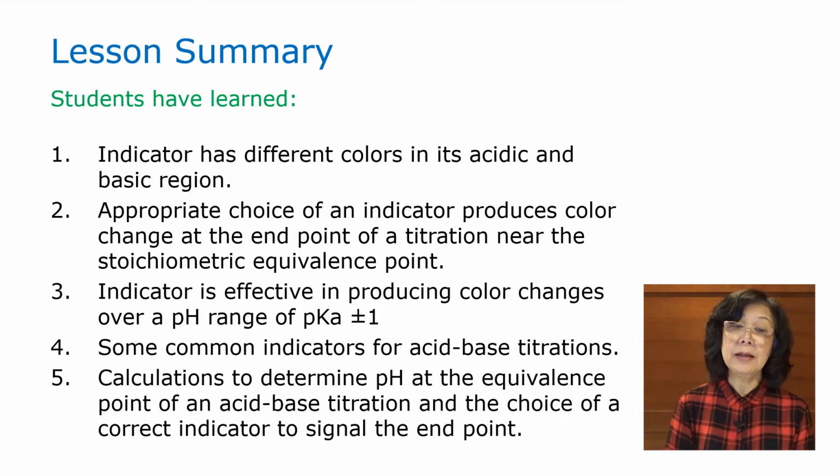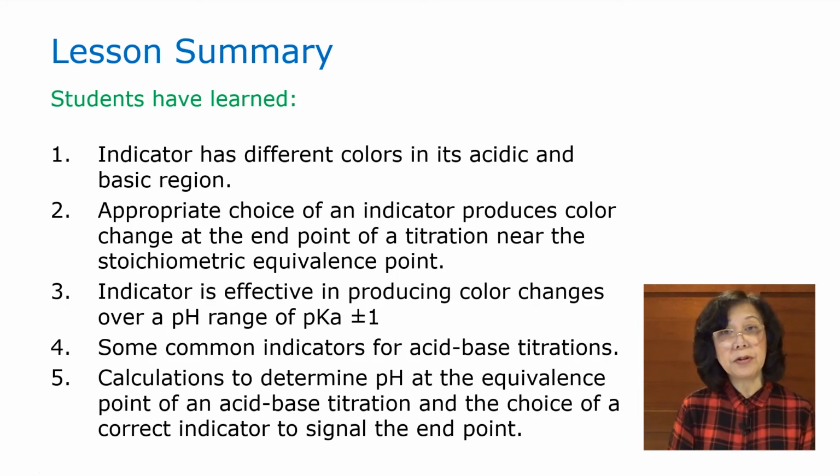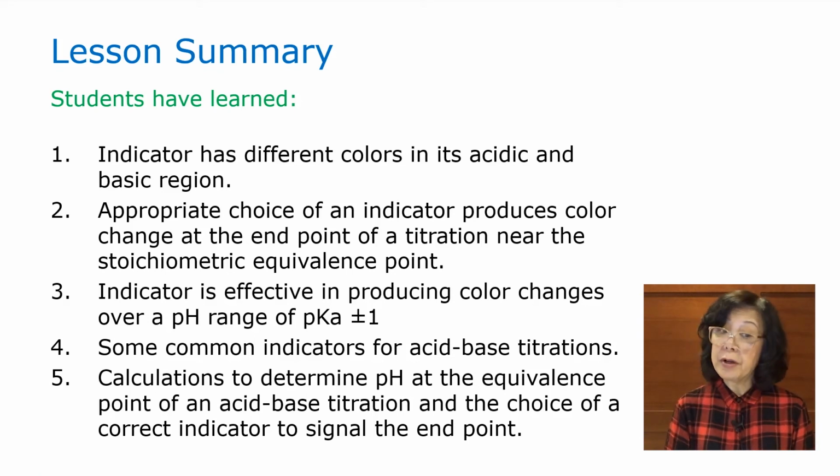Summarizing what we have learned today, we learned that the indicator has different colors, be it in the acidic region or the basic region. We learned that it is important to choose the correct indicator so that a color change can be produced at the endpoint very close to the stoichiometric equivalence point. That an indicator is effective in producing color changes over a pH range of pKa plus or minus 1. We also looked at some common indicators for acid-base titrations. Finally, we calculated the pH at the equivalence point so that we can choose the correct indicator to signal the endpoint.